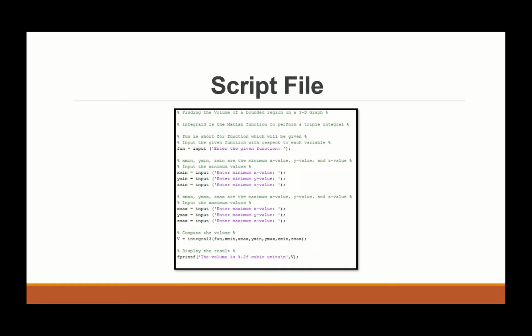Then the lower bounds, or x min, y min, and z min, are the minimum values of x, y, and z. You're going to be told to input the minimum values. Then the upper bounds, or x max, y max, and z max, are the maximum values, and you're also going to be told to input these. Then you'll be given the volume, v, which is equal to integral3 of the function, fun for short, which is the given example, and then the lower and upper bounds, and it's going to display the result of the volume.